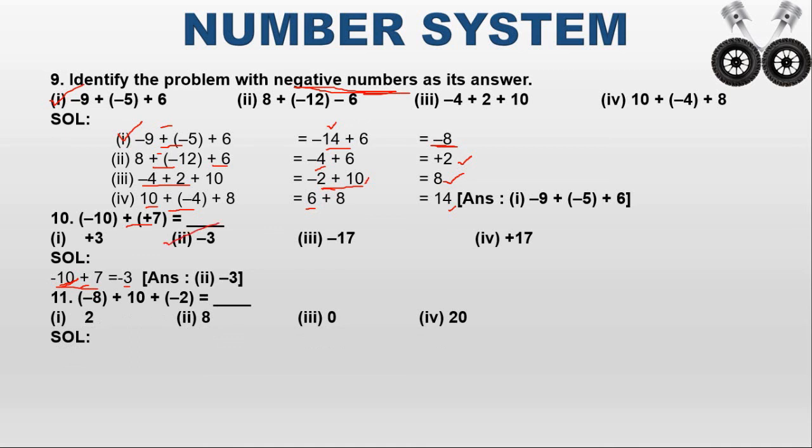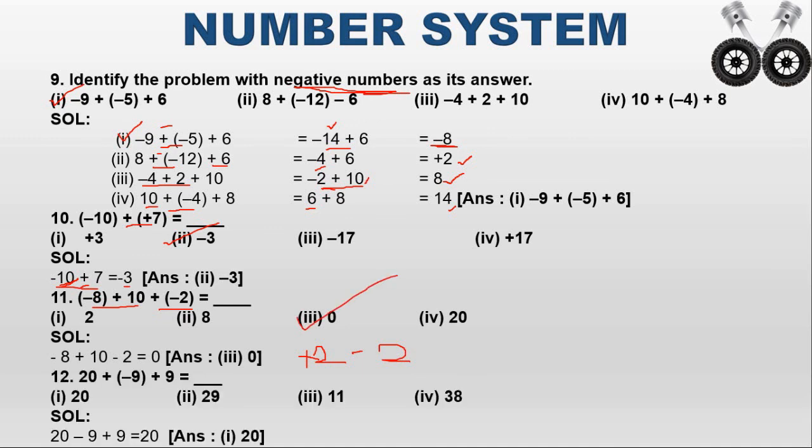What is the next question? Minus 8 plus 10 plus, within a bracket, minus 2. So first you have to add the first two values. So these two integers are having the different sign, that means you have to subtract. So 10 minus 8, you will get the answer as 2. So what is the biggest number here? The bigger number is 10. So what is the sign for 10? It is positive. So plus 2. What is the remaining factor here? You have to change the sign. So plus into minus, it will become minus. So plus 2 minus 2, we will get the answer as 0. So option 3 is the correct one.